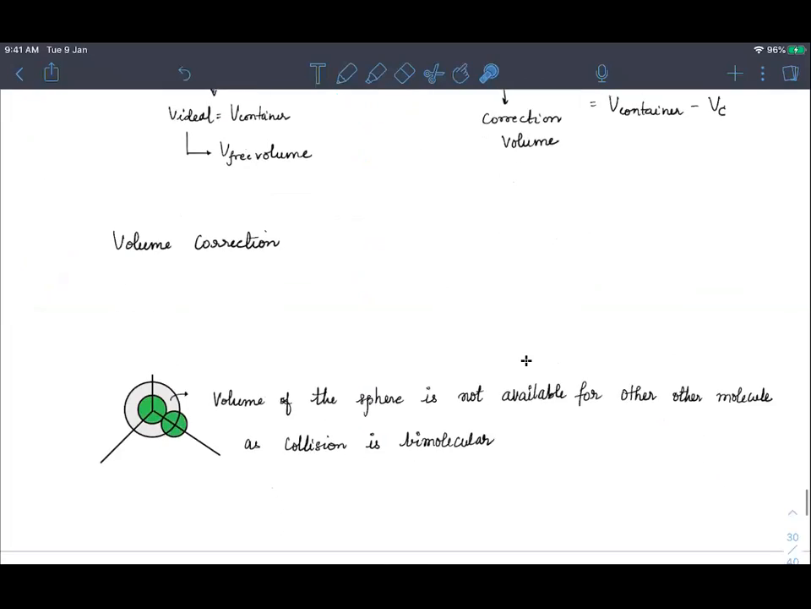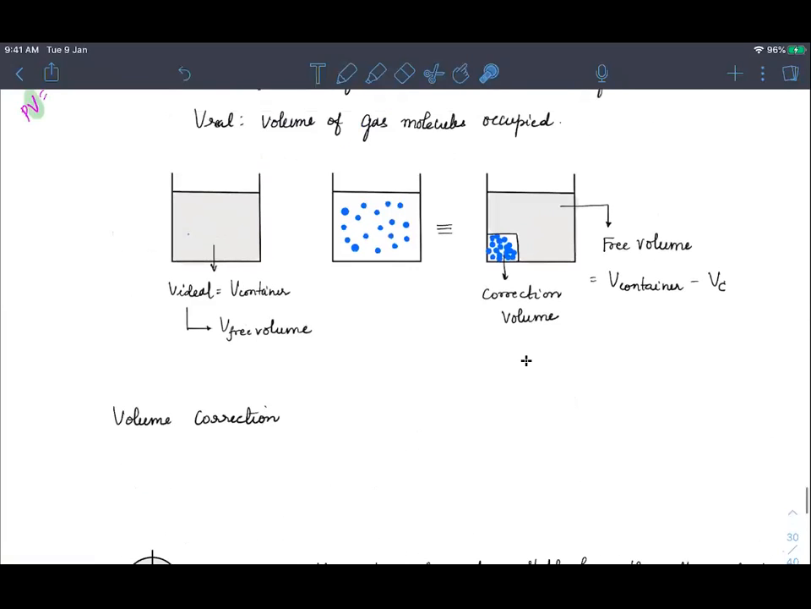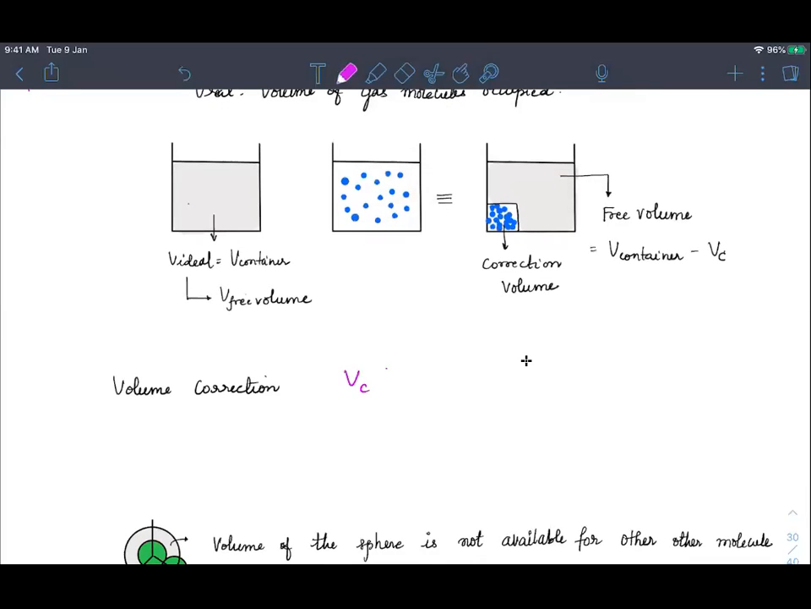So while writing the volume correction, how much of this volume is corrected depends upon how many moles we have. So volume correction will always depend on the number of moles. So Vc can be written as n times b, where b is some constant. This is also a van der Waals constant.